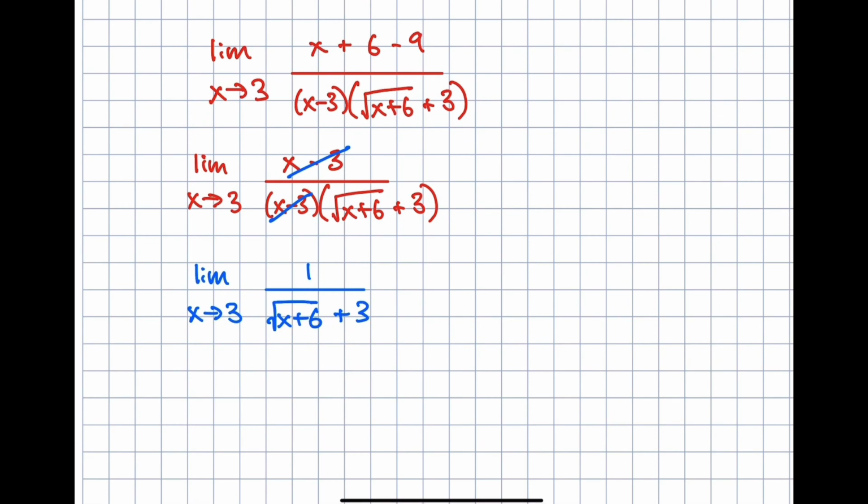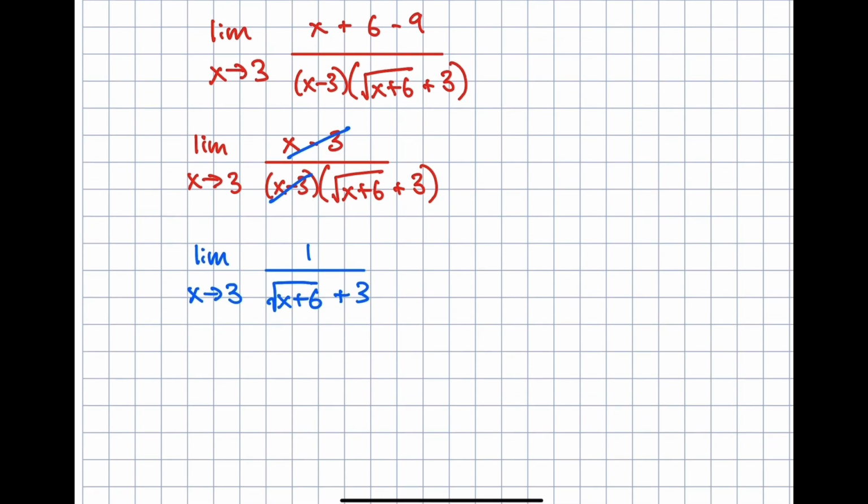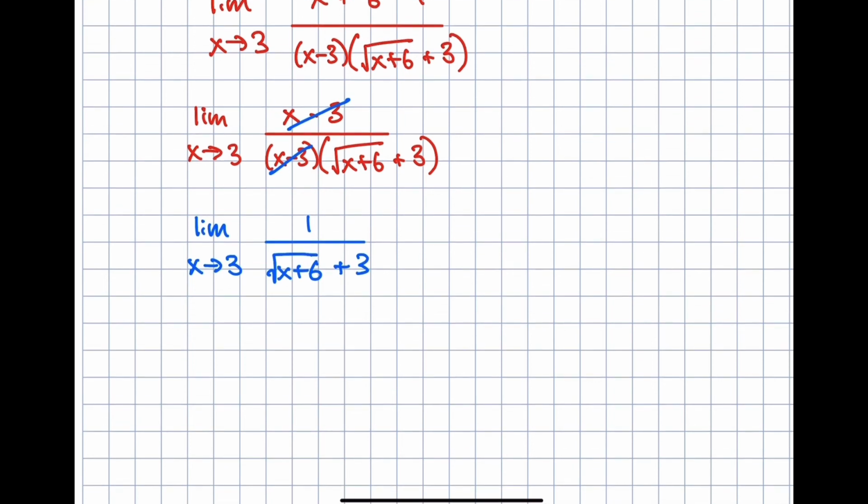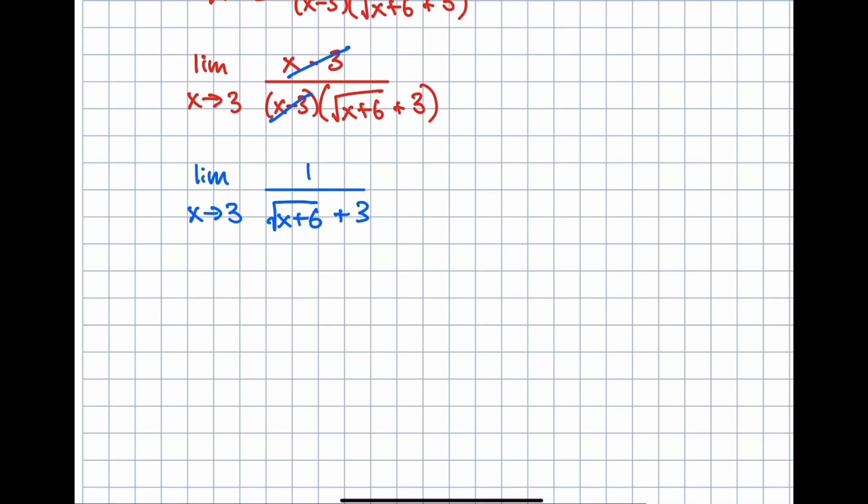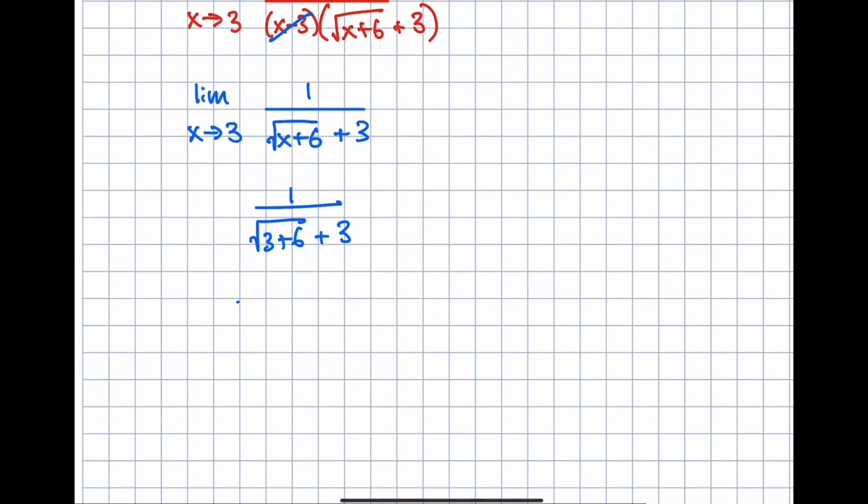All right, so now we're left with a new rational function that still has a square root, so it doesn't really seem like we've simplified this all too much or made it any easier. But the cool thing is, if we substitute our 3 in for x now, we'll end up with 1 over the square root of 3 plus 6, plus 3. So that's the same as the square root of 9, plus 3. And that's just 1 over 6.